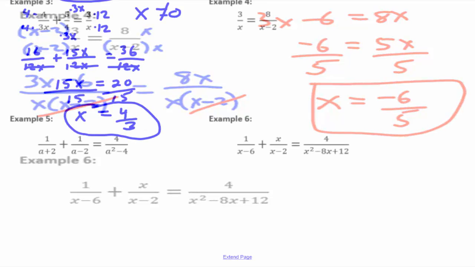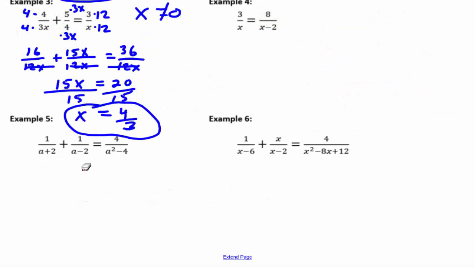All right, and for example 5, we have to factor. Looks like we have a plus 2, we have a minus 2, we have a squared minus 4. That can be factored: a plus 2, a minus 2. We should know our factoring by now, just like that. Should be very, very easy. A squared minus 4, you should look at that and be like, oh, that's a plus 2, a minus 2. All right, now we got to get a common denominator. Well, we already have a plus 2, a minus 2 here. I don't have to do anything over here.